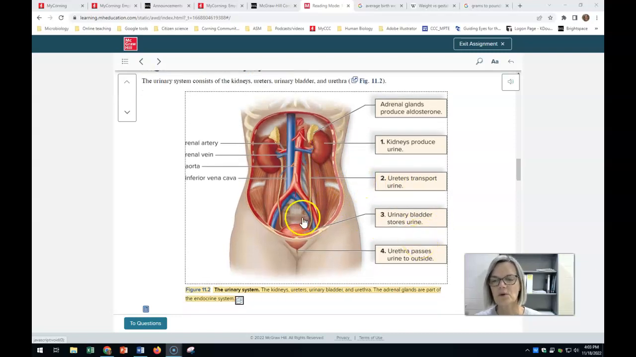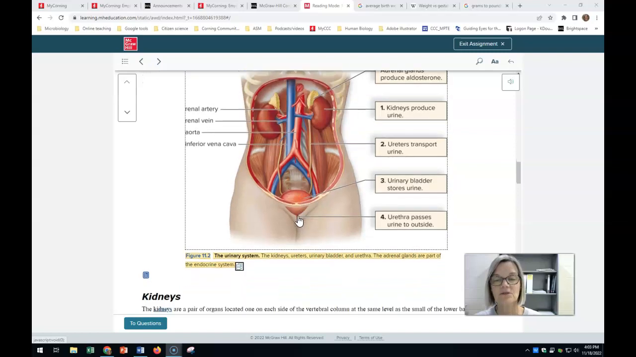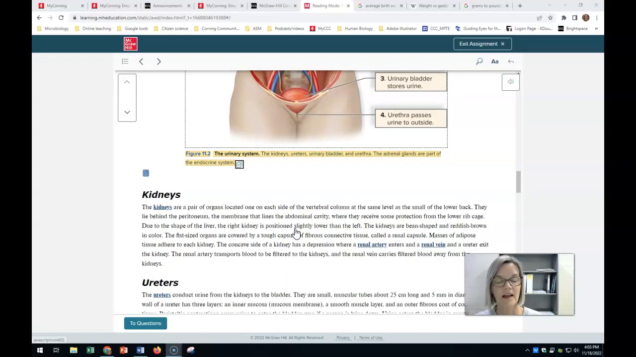The urine is then transported to the bladder, and the bladder just stores it until it's ready to be released. And to release the urine, it goes through the urethra, which is the tube that leaves the bladder. So the bladder actually has 3 holes, 2 ureters coming in and 1 urethra coming out. In males, the urethra goes all the way through the penis, so it's much longer.